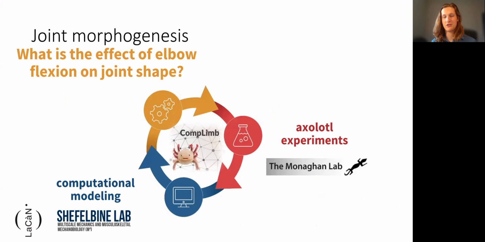In order to answer the question, what is the effect of elbow flexion on joint shape, we block chondrocyte mechanosensitivity through targeting the TRPV4 channel during limb regeneration in axolotls. A computational model informed by these axolotl experiments allowed us to explore how limb motion regulates joint shape and the many potential mechanical stimuli driving cartilage growth.